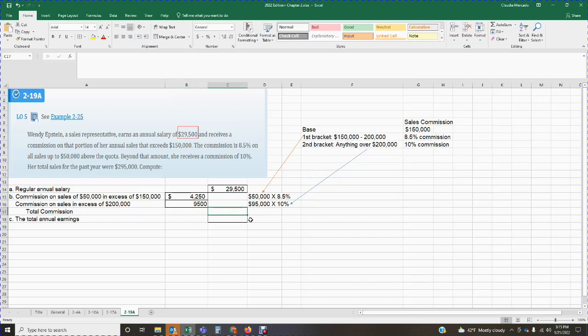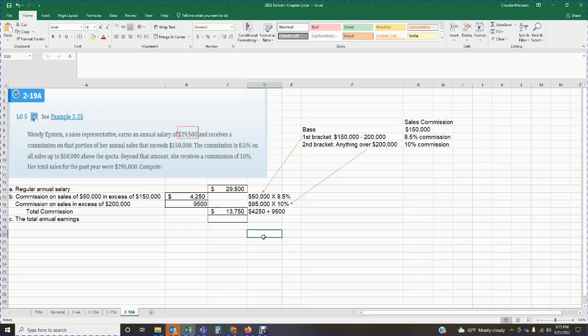So my total commission is the sum of those two, the $4,250 plus the $9,500. Okay, will give you $13,750. So this employee is making a base salary of $29,500 for sales up to $150,000. If she sells between $150,000 to $200,000, she gets paid a commission of 8.5%. Anything above $200,000, she gets paid a commission of 10%. The more she sells, the more money she makes.